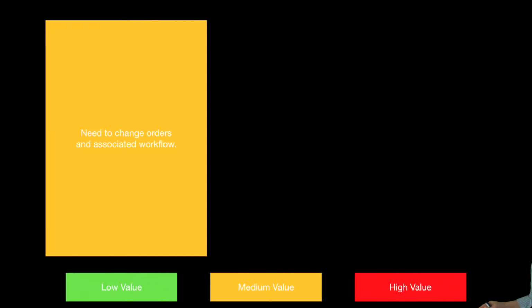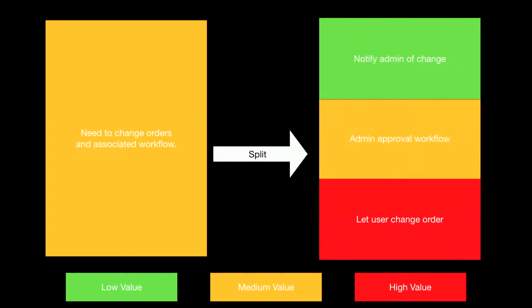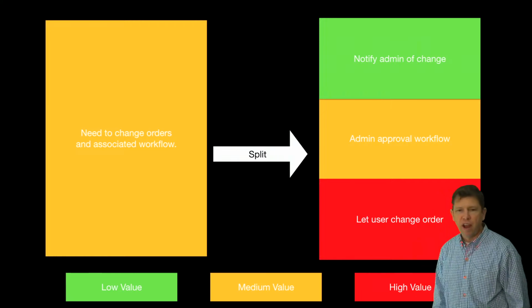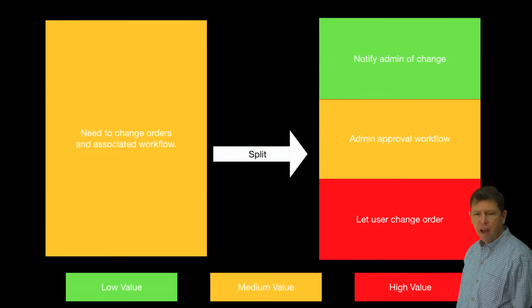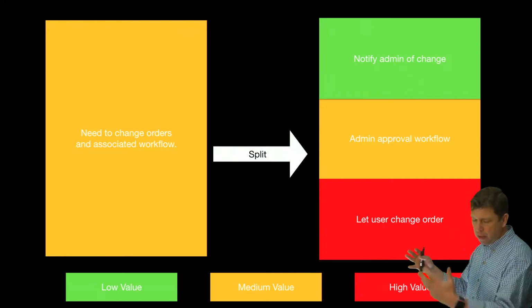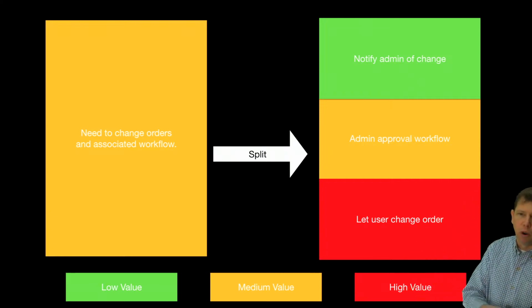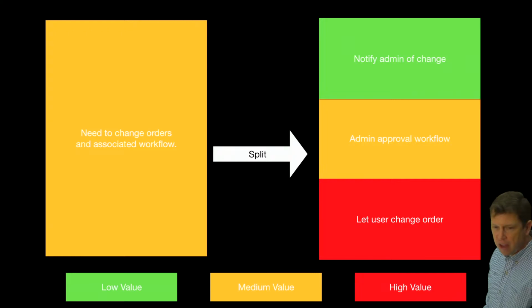So if we color code these, the red's going to be something that has really high value, the yellow is medium value, and the green is low value. I don't know if those are the best colors for it or not. But anyway, the whole story had medium value. But we split it up and we said, okay, the lowest value thing here is notifying the admin of change, letting them know that it had changed, like sending an email or something. The medium value for this in this particular situation was the approval workflow. Did they have a way to actually approve it? And then the really high value here is let the user change the order.